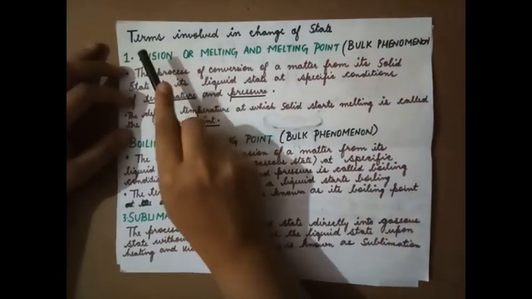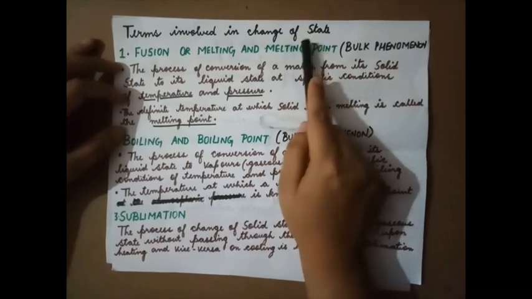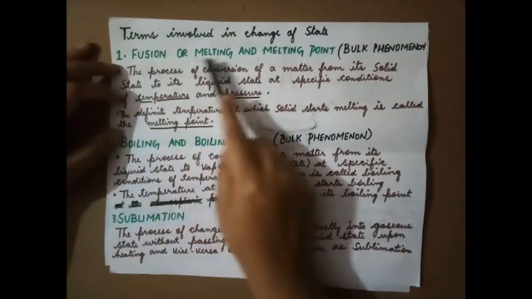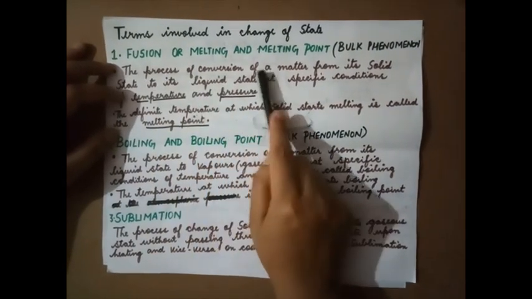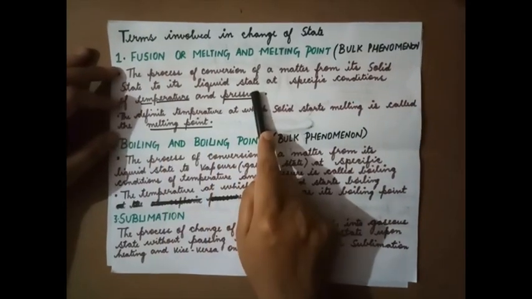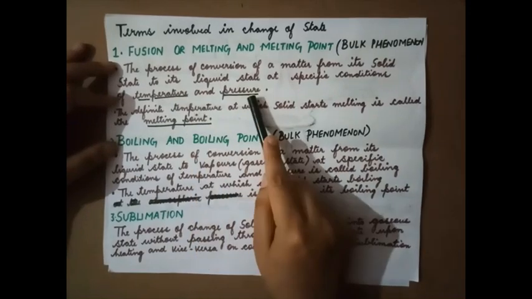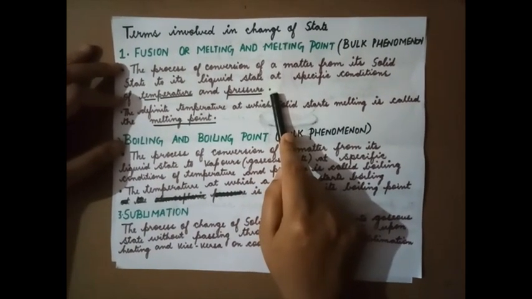Good morning, students. Today we'll be studying certain terms that are involved in the change of state of matter. First one is fusion or melting and melting point. The process of conversion of a matter from its solid state to its liquid state at specific conditions of temperature and pressure is known as fusion or melting.